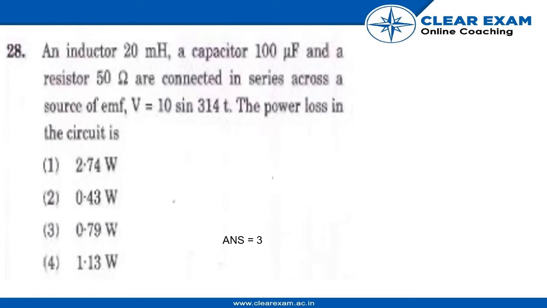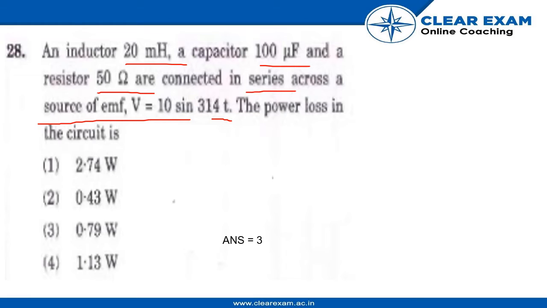Hello guys, we have a question here that says an inductor of 20 millihenry, a capacitor of 100 microfarad, and a resistor of 50 ohm are connected in series across a source of EMF, electromotive force, sorry, V equals 10 sin 340t. So the power loss in the circuit is, we have to find the power loss in the circuit.